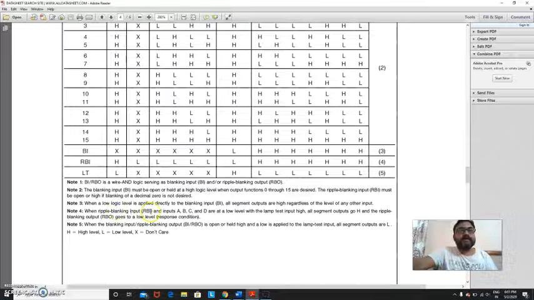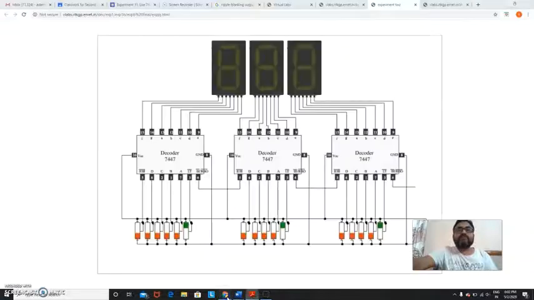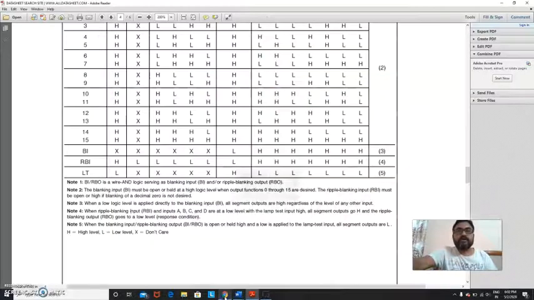When ripple blanking input and all other inputs are low level with the lamp test high, all segment outputs go high. Okay, now what does all segment outputs going high mean? Here you can see this RBI is low, DCBA are all low. Here also DCBA are all low, and here also DCBA are all low. So this first point is satisfied over here. All segment outputs go high.